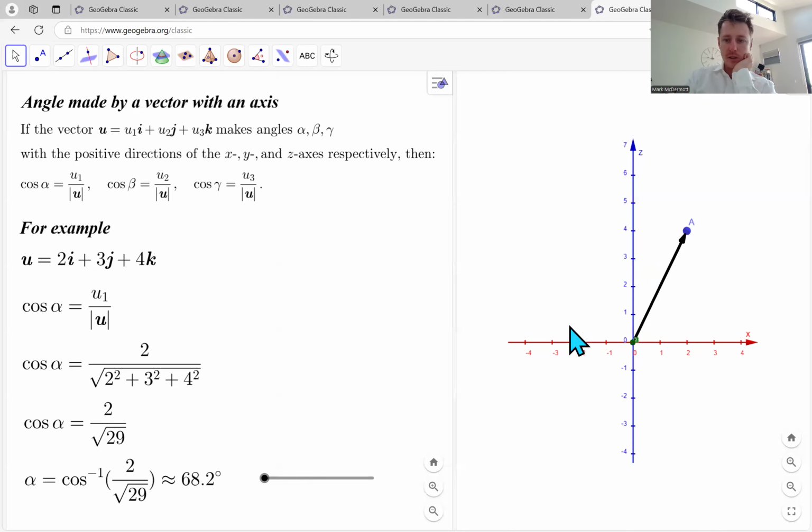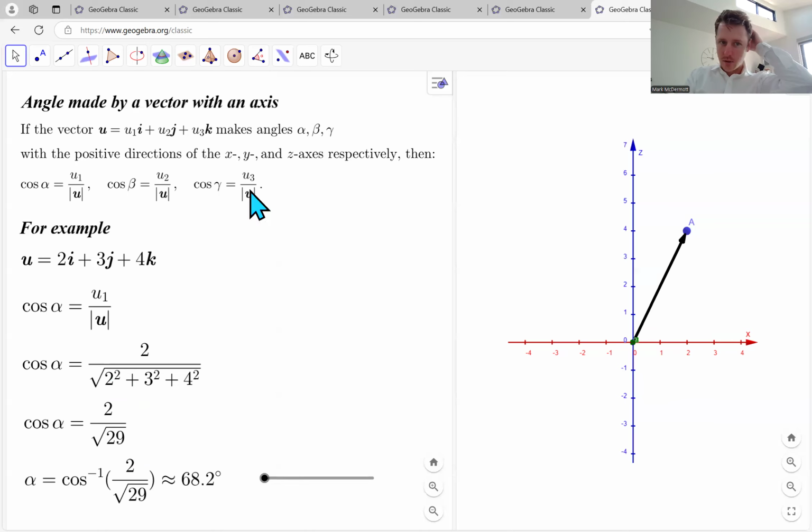So we can set that up. We get cosine of alpha equals 2 over the magnitude of the vector u. Now remember, the magnitude of vector u is the square root of the sum of the squares of the coefficients of each unit vector. So it's going to be over the square root of 2 squared plus 3 squared plus 4 squared. So that's cosine alpha equals 2 over the square root of 29. And then obviously to find an angle, you take the cosine inverse. It gives you 68.2 degrees as this angle here.